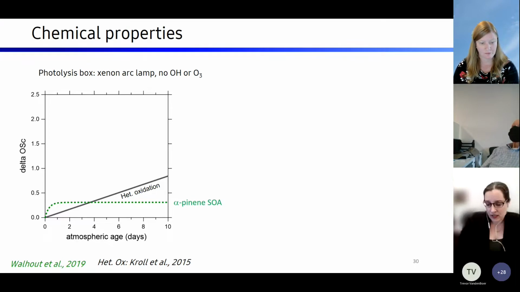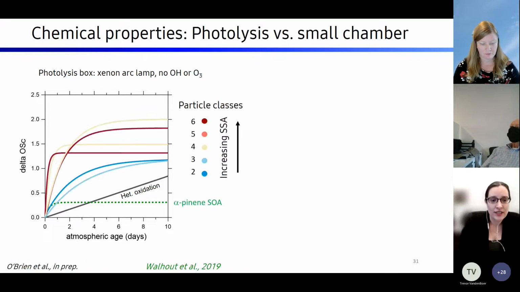If we overlay on top of this what we can see for biomass burning, what we see is a very big shift up in terms of the amount of oxygen that's getting incorporated compared to what we had for biogenic SOA. Now, we have different types of fires during these experiments, and we see differences in terms of the rate and the extent of the oxygen that's getting incorporated for these different types of fires. But in general, we're seeing a lot of oxygen.